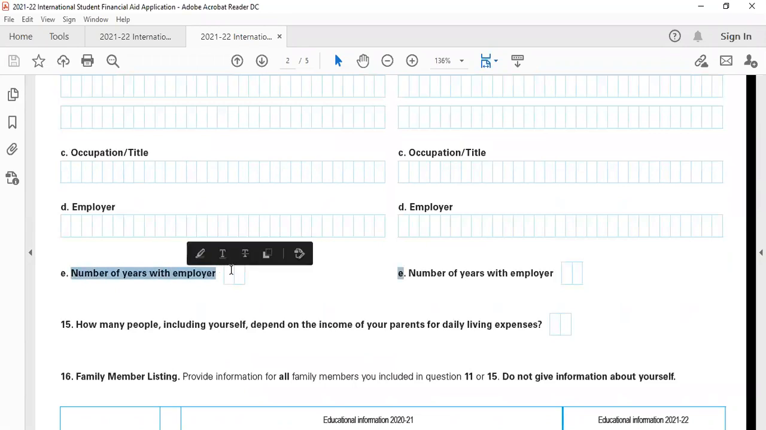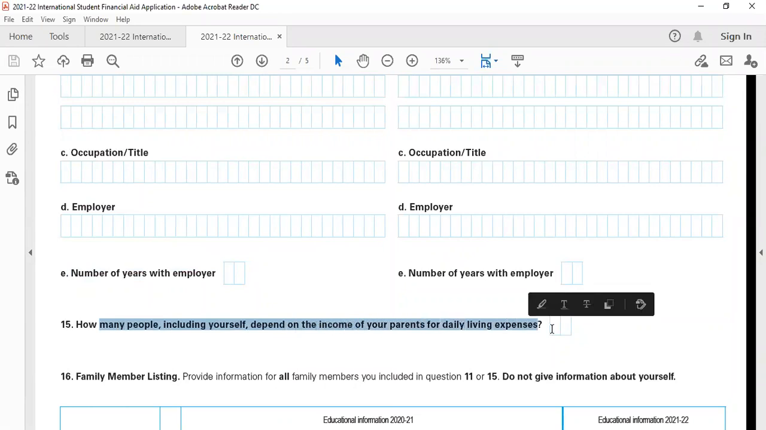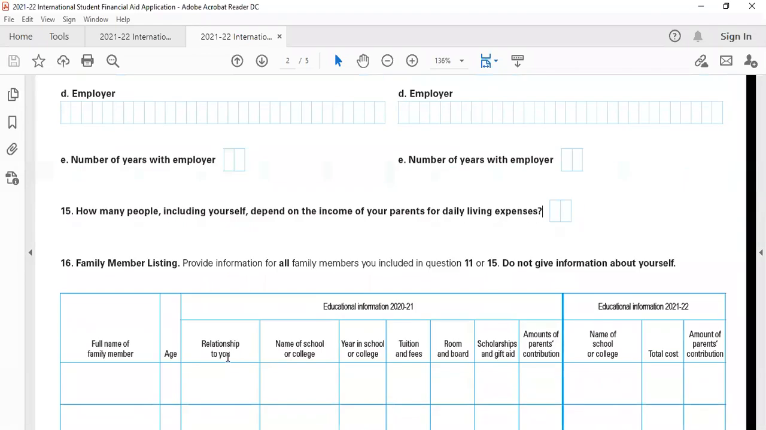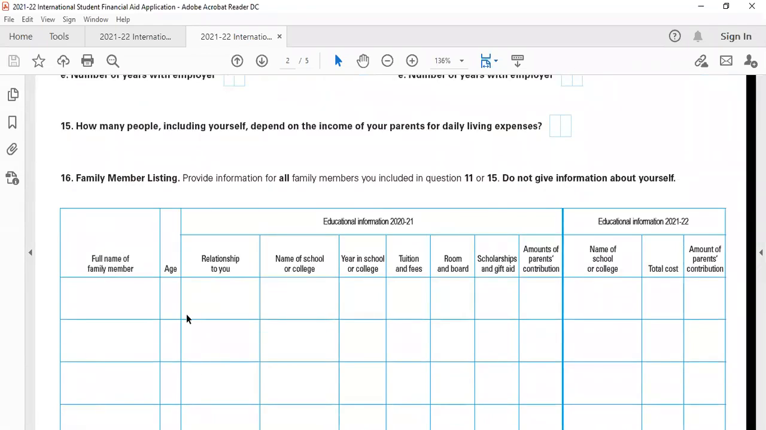Number of years with the employer, so for how many years have they been employed there? How many people, including yourself, depend on the parents' income? So you can mention whatever number is there, which will include your grandparents if they're living with you, your siblings, or any uncles or aunts living with you. So you need to count that and mention that number over here. Okay, question number 16 is where you need to mention your siblings or anyone who is studying right now.